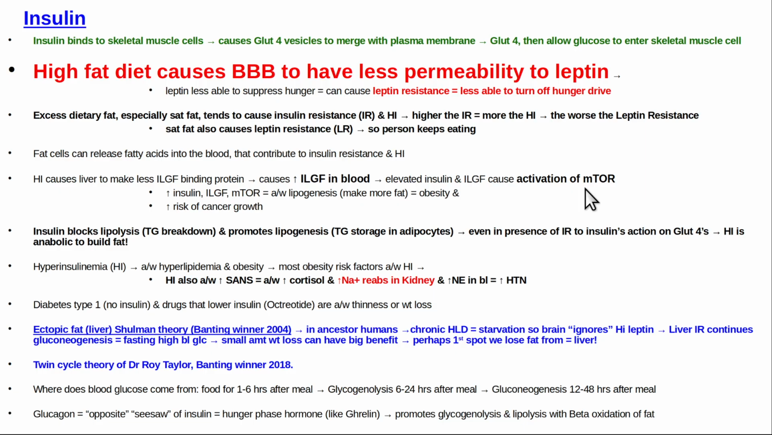Animal protein in particular tends to have a lot more leucine than does plant protein, and leucine tends to be the rate-limiting step amongst amino acids for activation of mTOR.